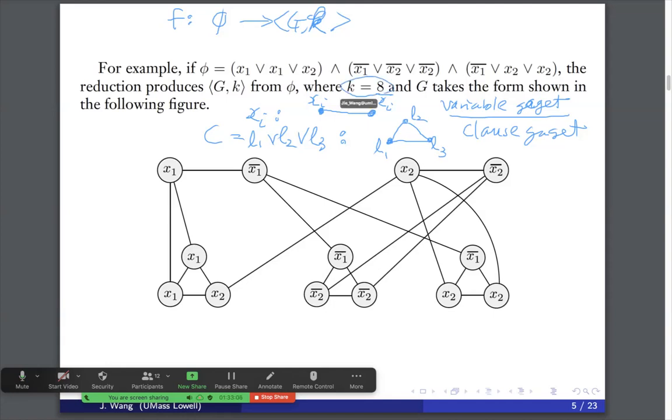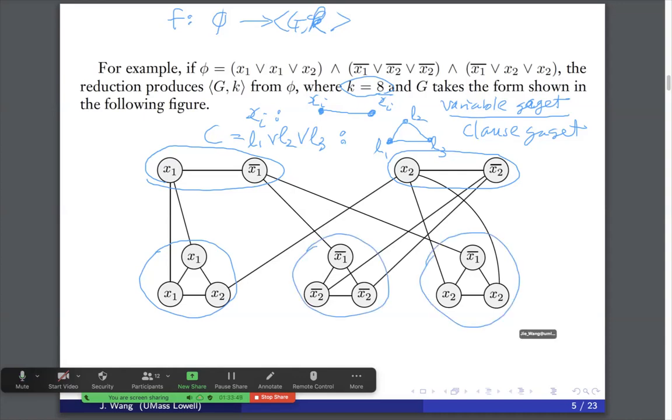Okay, so now let's look at this concrete example. We have phi, which has 3 clauses and 2 variables, x1 and x2. So we get a variable gadget, x1, x1 bar, and connect these two. And for the second variable we make x2 and x2 bar, and connect them. And then we have 3 clauses, so we have 3 clause gadgets.